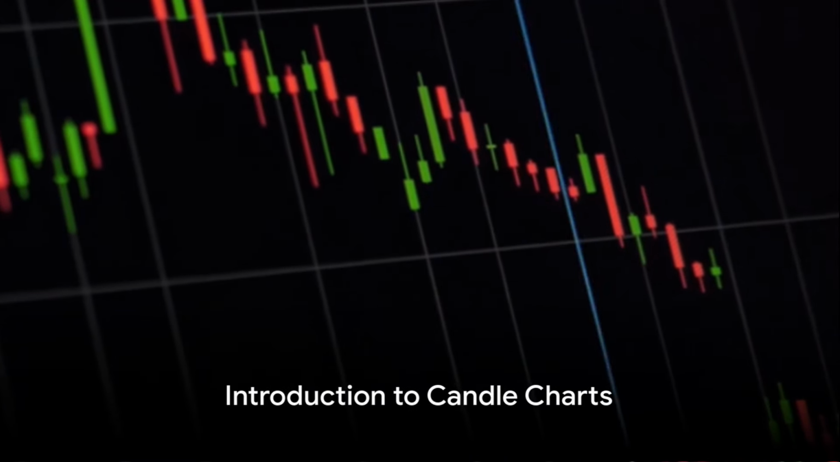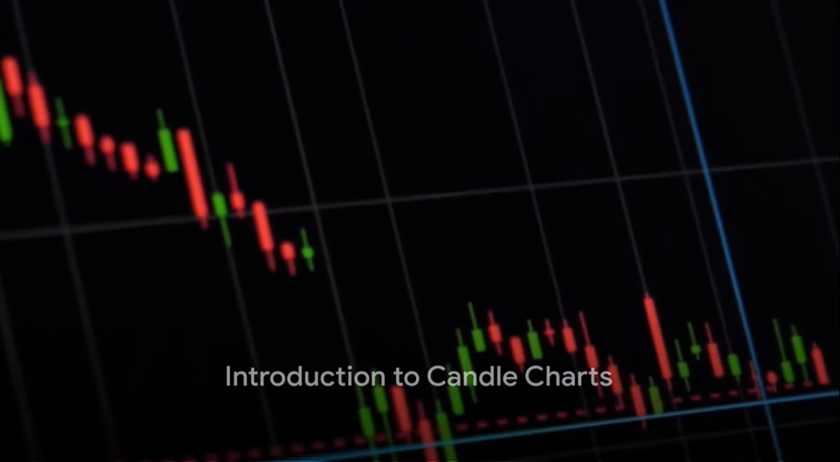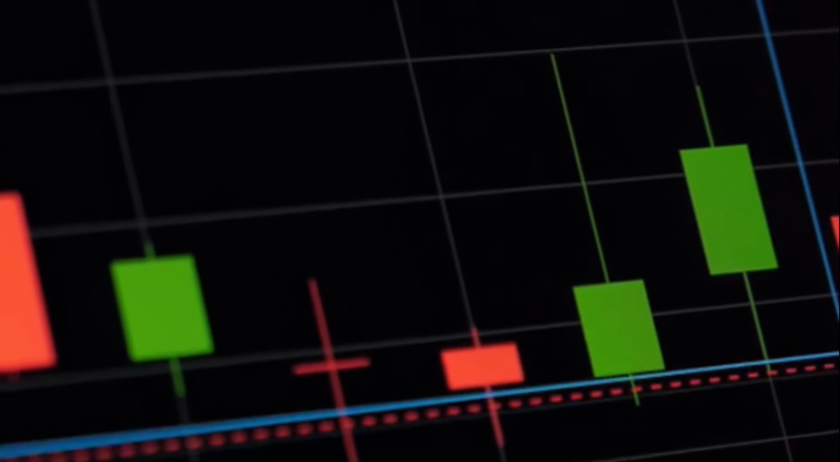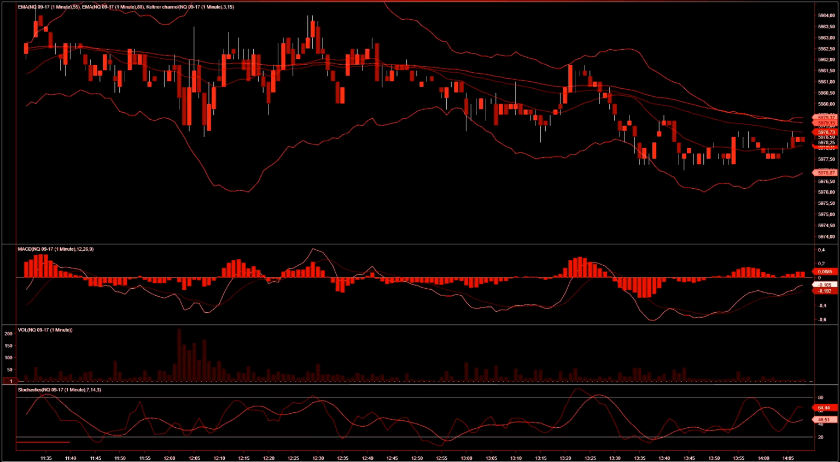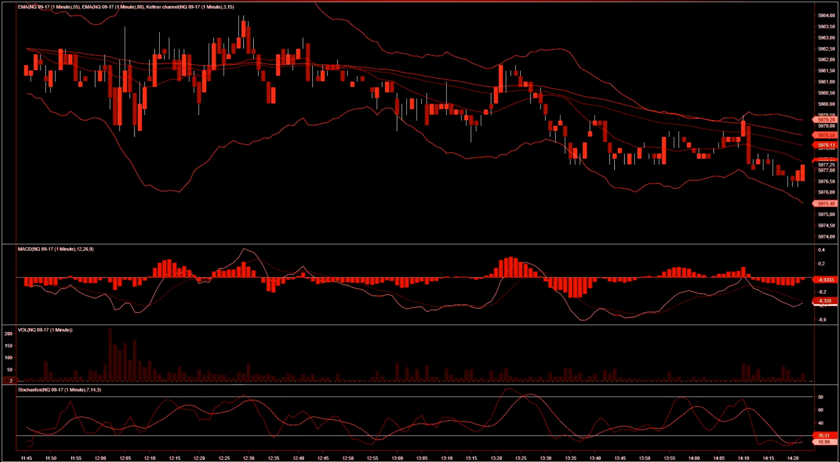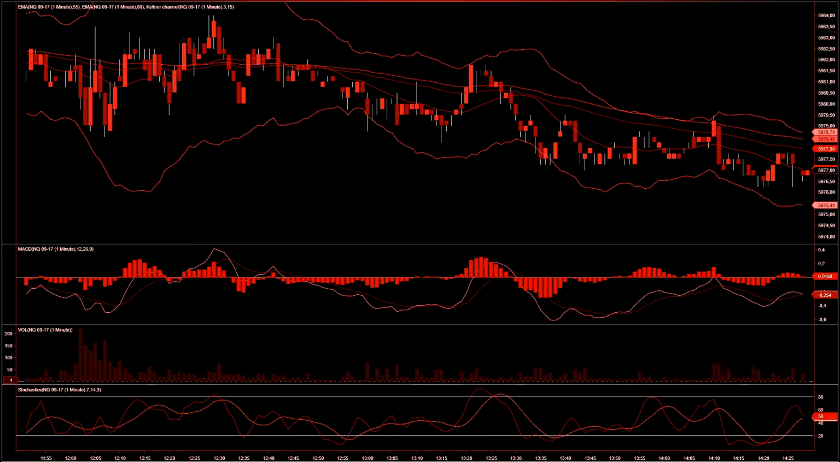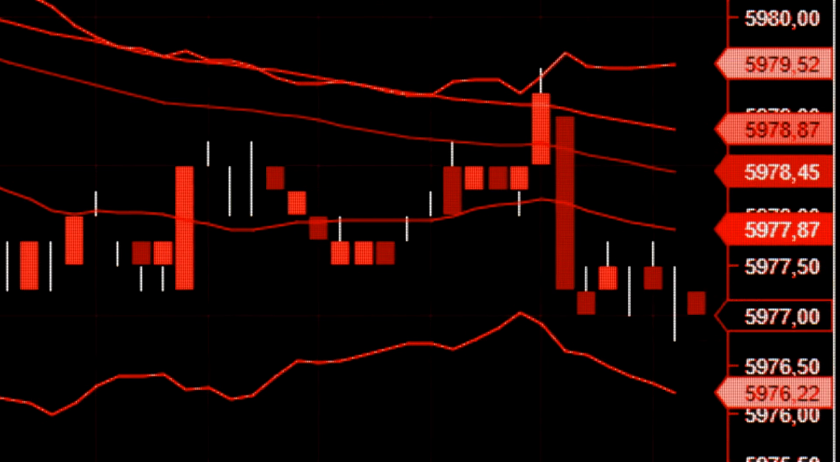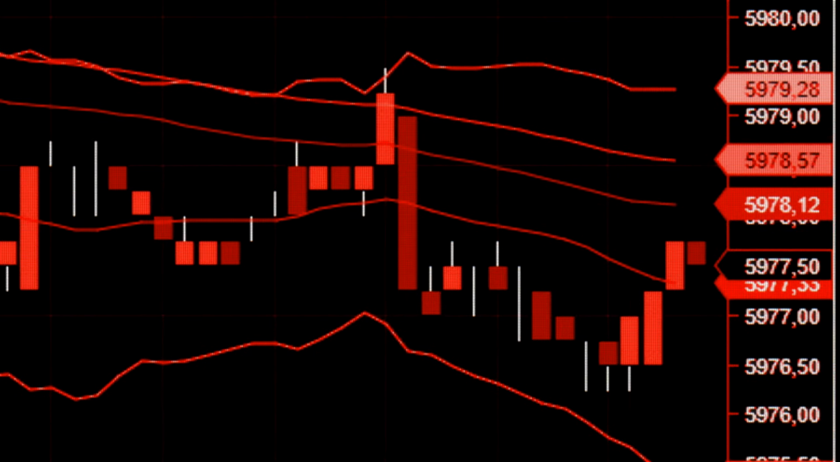Ever wondered how to read a candle chart in the Indian stock market? It's a question that has puzzled many, but today we're going to unravel the mystery. Let's kick things off by understanding the concept of candle charts. Originating from Japan, candle charts have become a key tool in financial markets worldwide, including right here in India. They provide a visual representation of price movements during a specific period, helping traders make informed decisions.